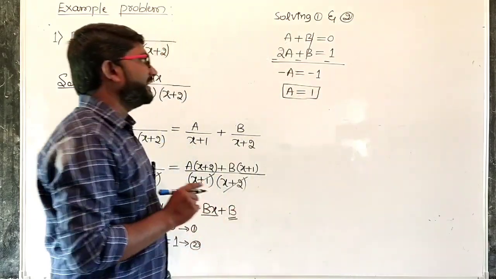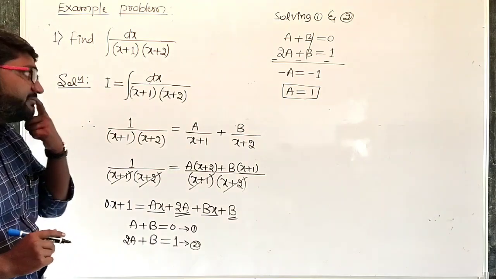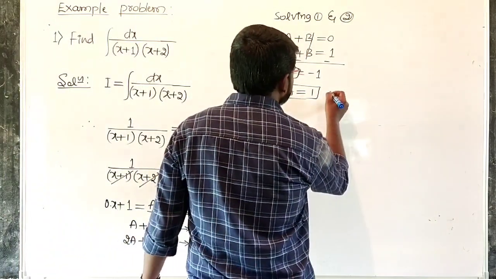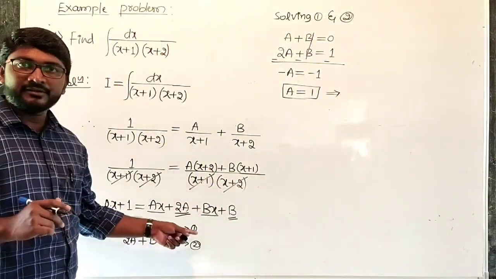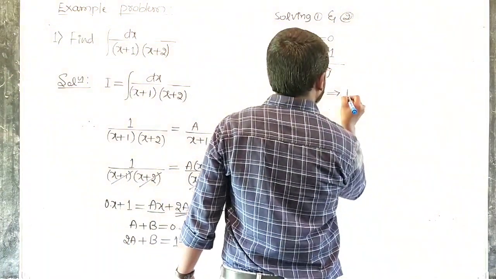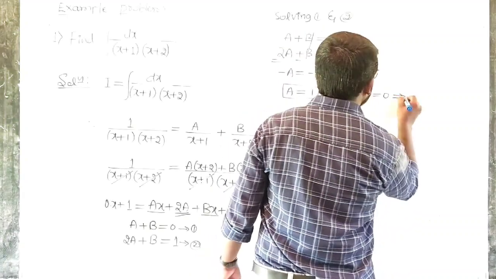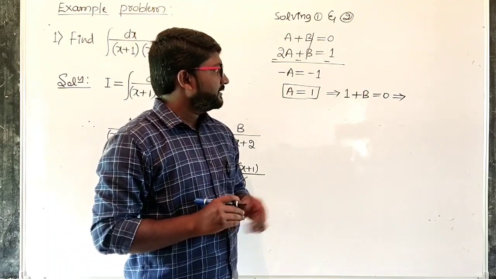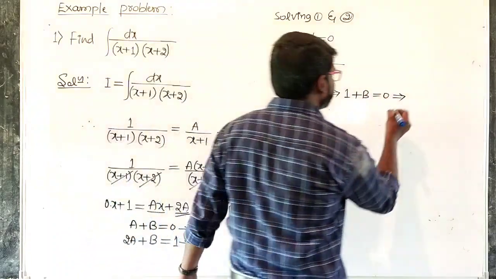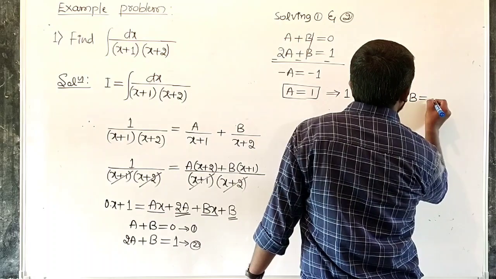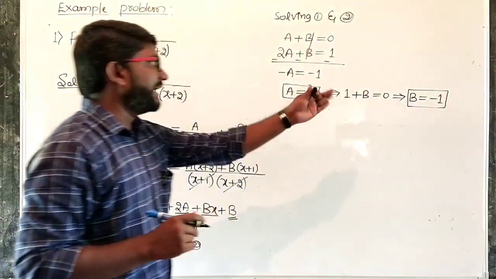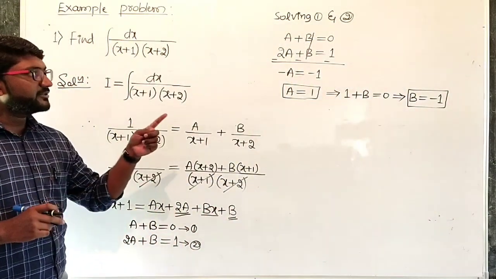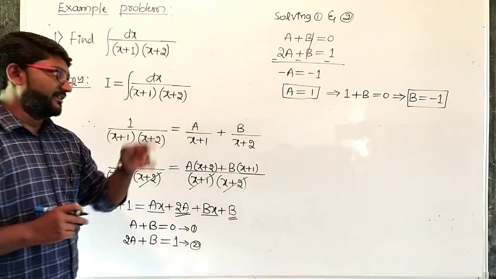Now substitute the value of a in any one of the equations, and we get the value of b. So I will substitute a equal to 1 in equation number 1. 1 plus b is equal to 0. So what is the value of b now? Take 1 to the RHS, it becomes 0 minus 1, that is minus 1. b is equal to minus 1. Then we have got the values of a and b.